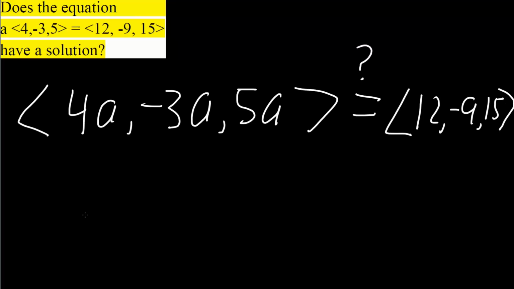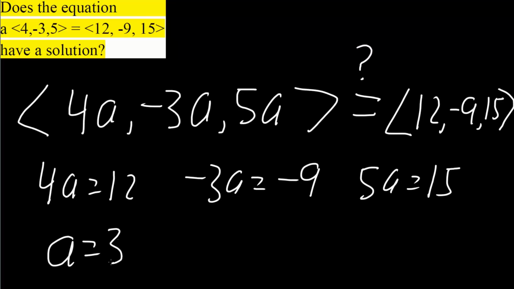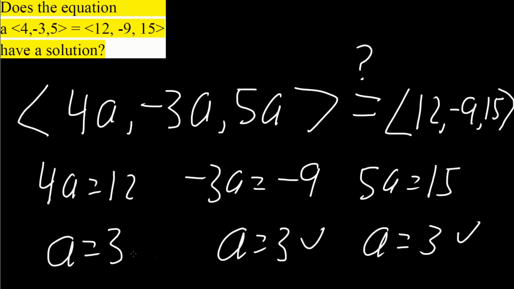And so now we need to check. So 4a is equal to 12. Next, 3a is equal to -9. Next, 5a is equal to 15. So when we divide by 4, we get a is equal to 3. When we divide by -3, we get a is equal to 3. And when we divide by 5, we get a is equal to 3. Since they're all the same, we can therefore say there is a solution, and the solution will be a is equal to 3. And that's all we need to do for this problem.